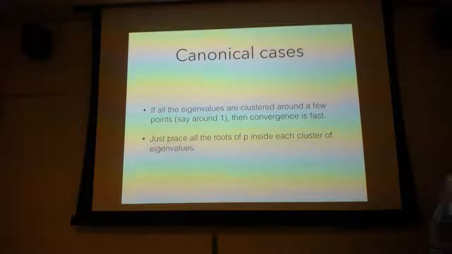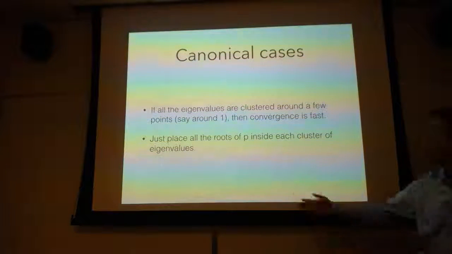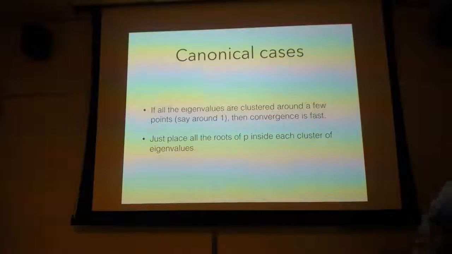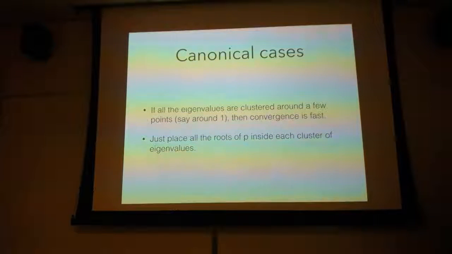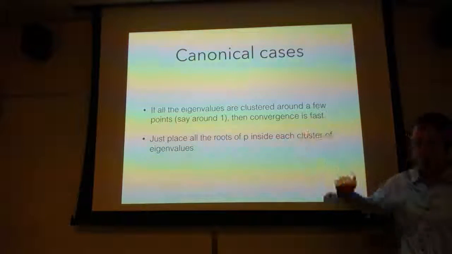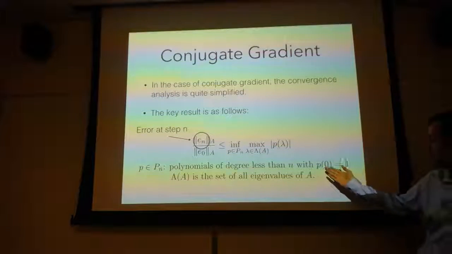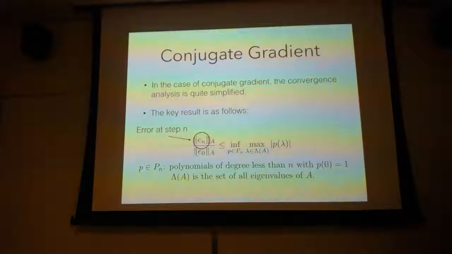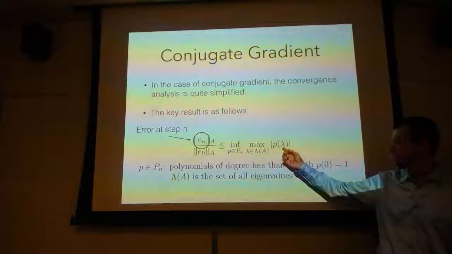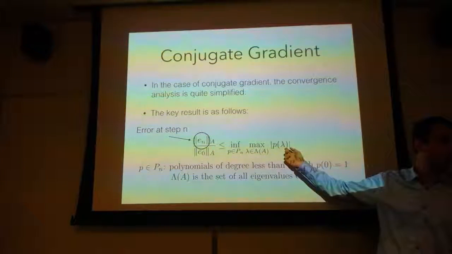So here are some canonical cases. Let's say that all the eigenvalues are clustered around a few points. Okay, let's just simplify the discussion, and say that all the eigenvalues are real, positive, and clustered around 1. Then convergence is fast. So why is that? Well, you have P of 0 equal to 1, but you're essentially free to place the roots of P wherever you want. So obviously, if you place a root of P at some eigenvalue, P is just 0 there, and then everything works well.